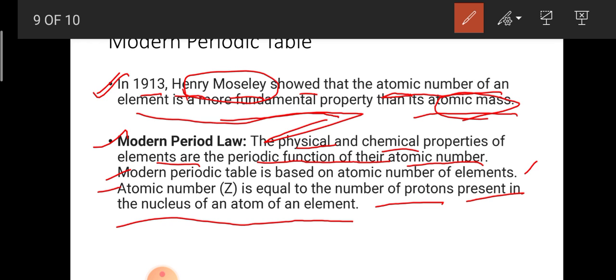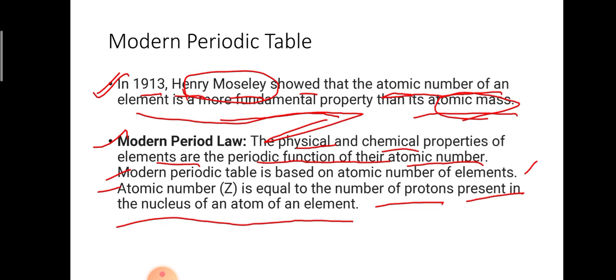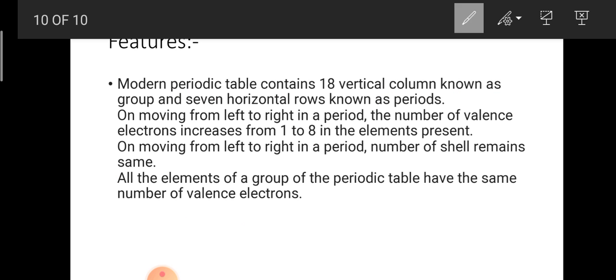So now the modern periodic law explains the physical and chemical properties of the elements on the basis of atomic number. This was a big change in comparison to the Mendeleev periodic table. Now we have some features of the modern periodic table. The modern periodic table contains 18 vertical columns, and these 18 vertical columns are known as groups. So now we have 18 groups, and all the groups are independent.